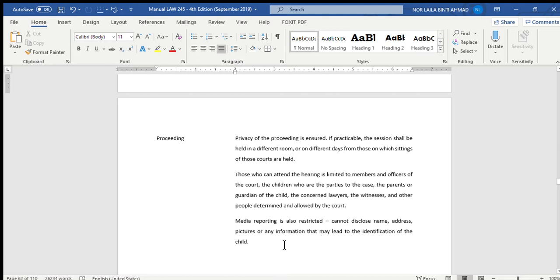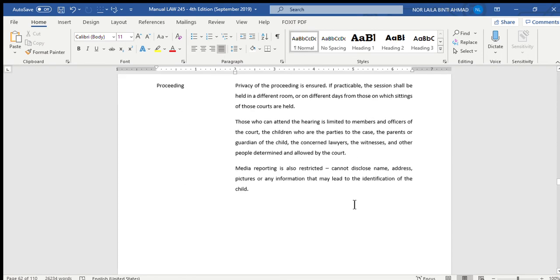They may highlight the offences and the hearing, but they cannot disclose the personal information of the accused child. So the purpose here is to protect the interests of the child. Even if he committed an offense, committed a crime, since he is still a minor, we need to protect and safeguard the interests of the child.